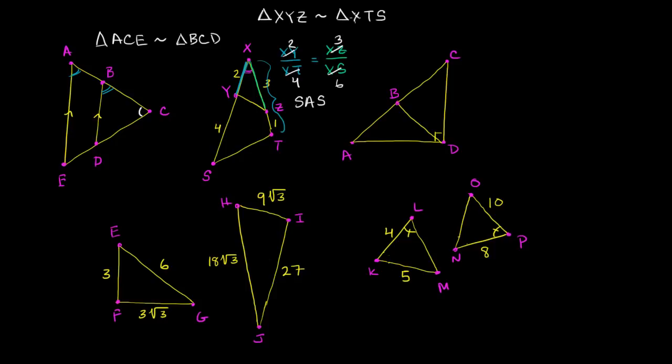XYZ is similar to XTS. Now let's look at this right over here. In our larger triangle, we have a right angle here, but we really know nothing about what's going on with any of these smaller triangles in terms of their actual angles. Even though this looks like a right angle, we cannot assume it.